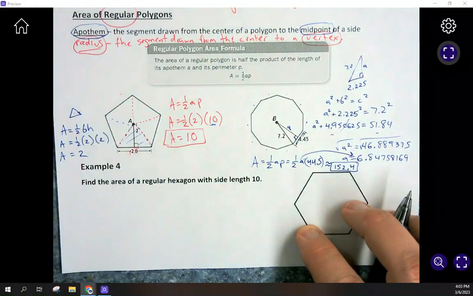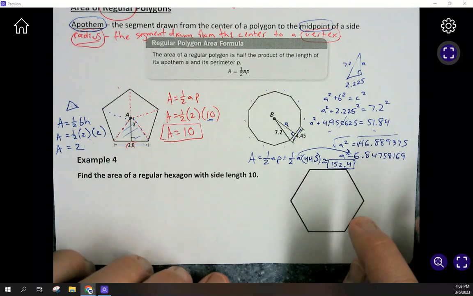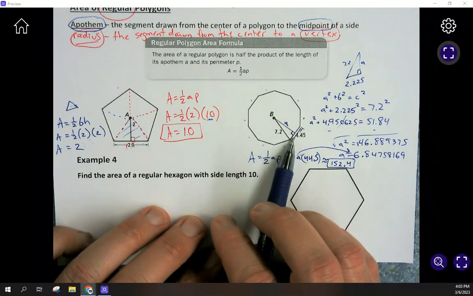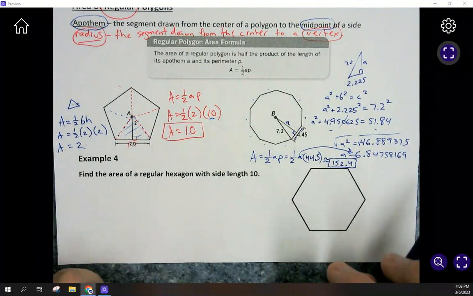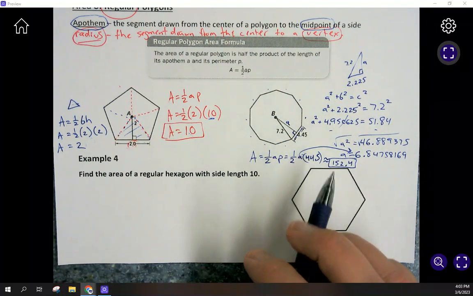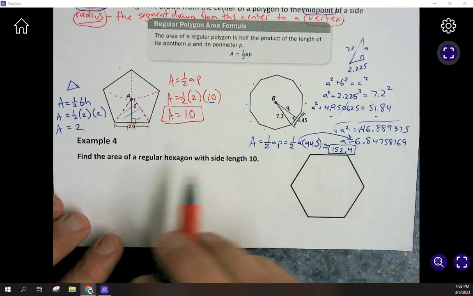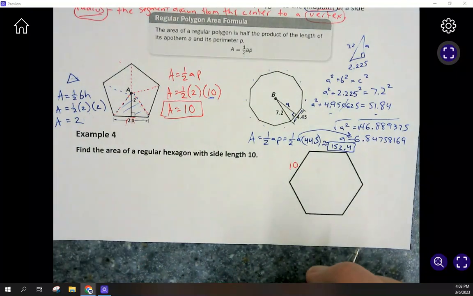So that got a little goofy with all of the decimals, and so we're going to do some more, and you'll see it's not always going to be that crazy with the decimals. But I wanted you to see a problem where you have to use Pythagorean theorem in order to find a missing side, and that is the apothem. In this case, it's going to be different every single time. All right, when we now look at this last example, they're telling you it's a regular hexagon with a side length of 10. You notice they don't give you anything else.